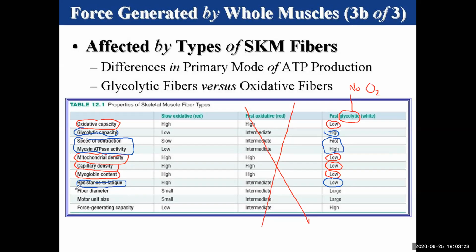Diameter size and motor unit size: when you generate speed of contraction here, quick, they have a tendency to be large. So they generate powerful tension. So force generating capacity is also high. Okay? So that's how you learn, understand. And now the opposite over here.